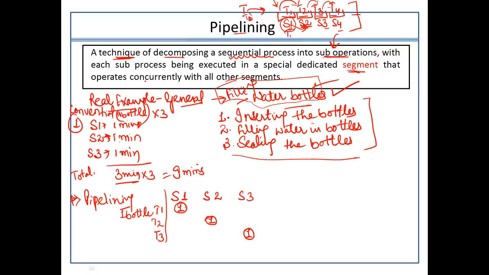Okay, that operates concurrently with all the other segments. Now we are talking about it operating concurrently. It means that once the first bottle has completed segment number 1, what happens? We introduce the new bottle, the second bottle. So how will this second bottle be done?